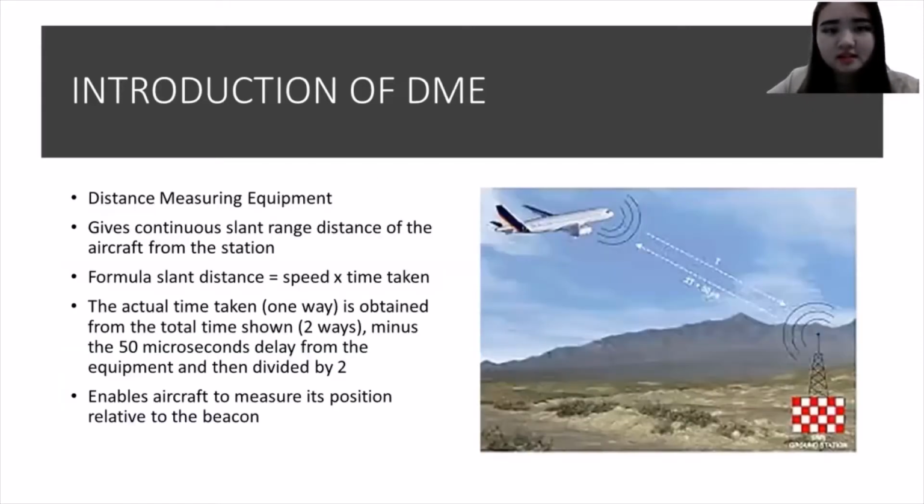So next is the DME. The DME is a short form for distance measuring equipment. DME gives the continuous slant range distance of the aircraft from the station. Slant range distance is as shown here in a picture in the slide.